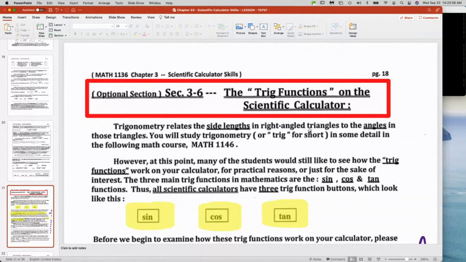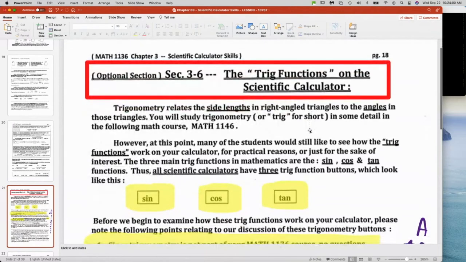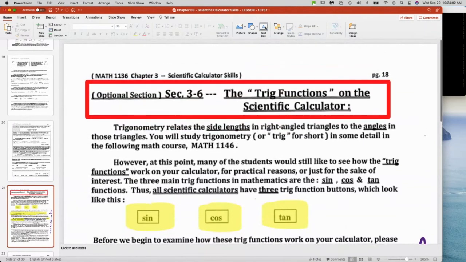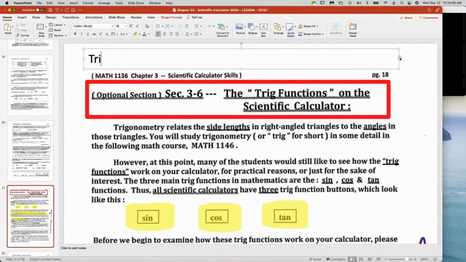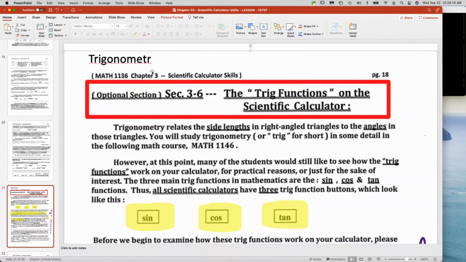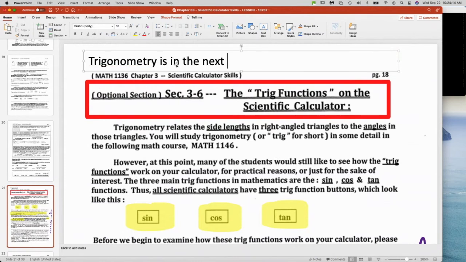Okay, so we have the trig functions on your calculator now. We have sine, cos, and tan. So I'm going to make a note here. Trigonometry is in the next course. Here, you just need to know how to use the buttons.